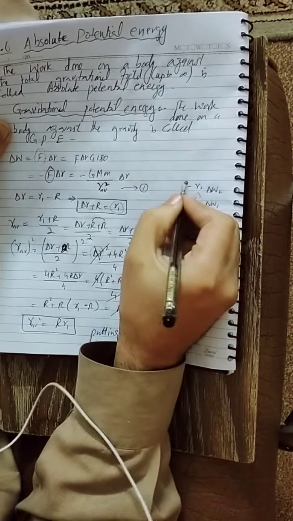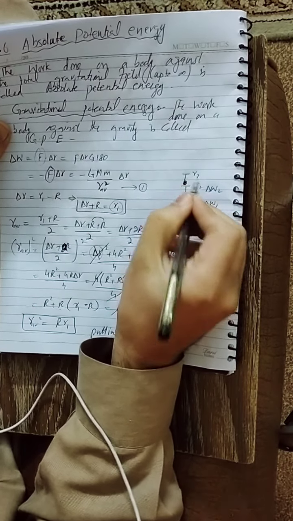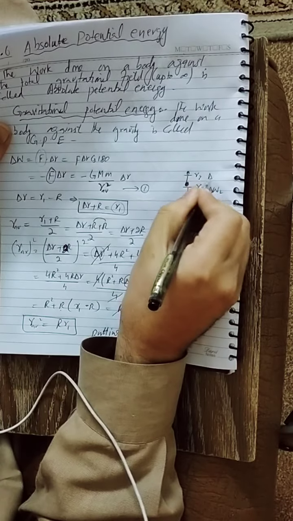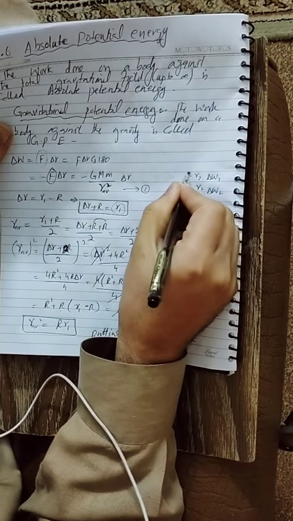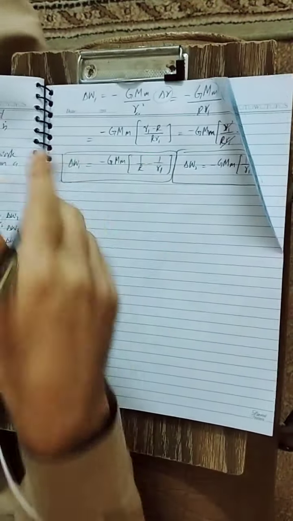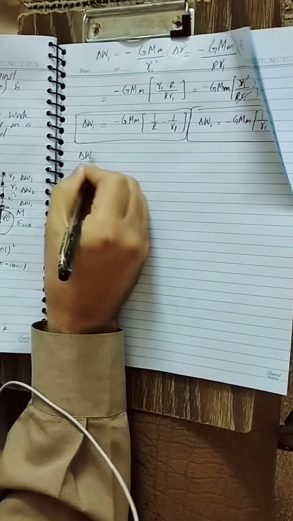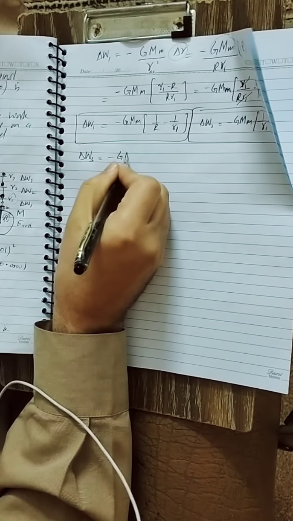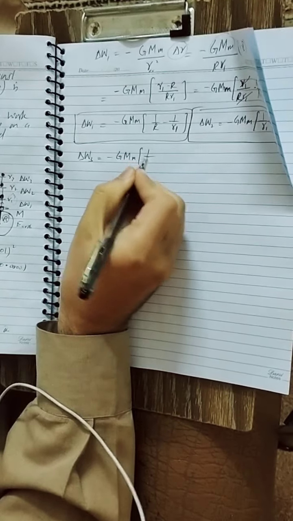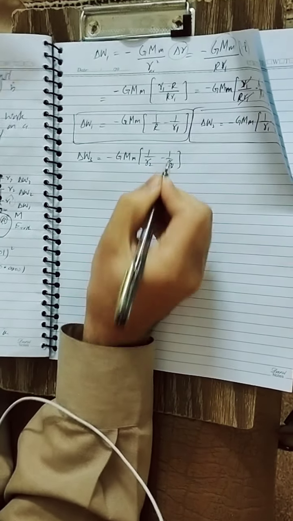Now I want to do more work, so I'll displace this mass up to R3. This is the third work done, W3. I apply the force and cover displacement against gravity. Look at the third work done. W3 is equal to minus GMM times 1 over R2 minus 1 over R3.